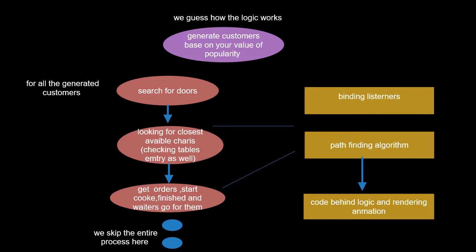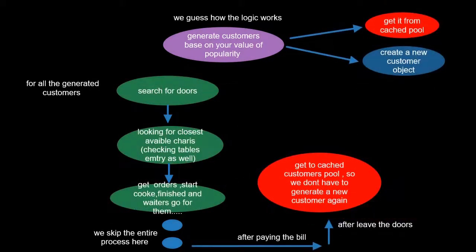So for all these processes, we need a bridge called listeners for combining the game logic and animation rendering, such as what the current state of this customer is. Also we need a pathfinding algorithm to calculate how customers and waiters walk to their destination. So the things we mentioned above are for each of the customers. It takes a large amount of memory and calculations for each of them to perform the actions.